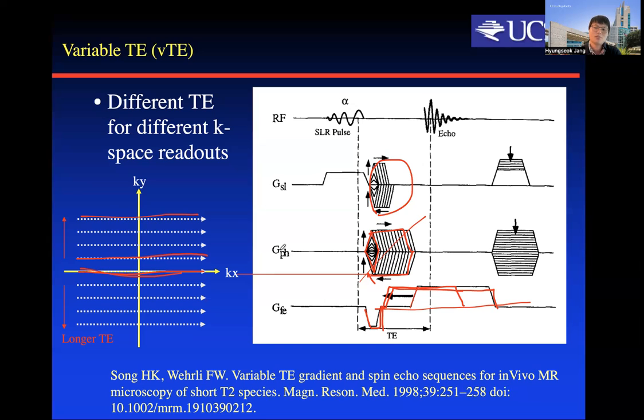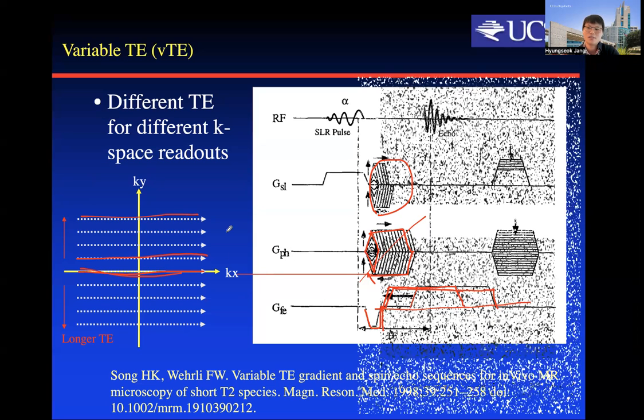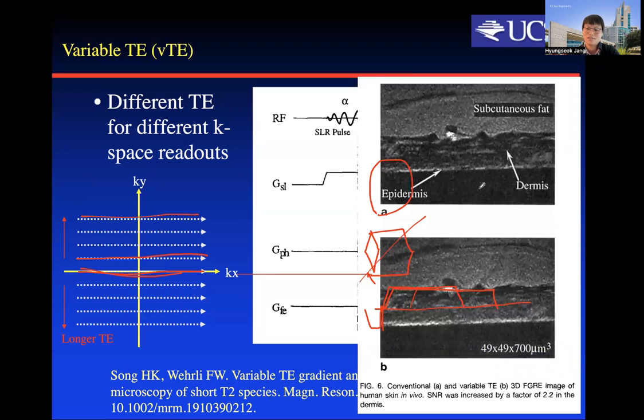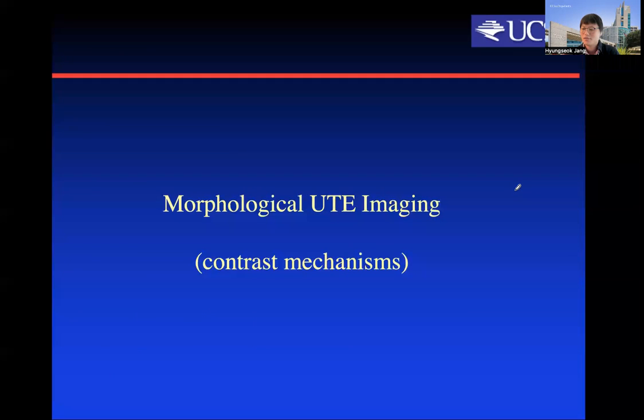So yeah, this one also is not very widely used recently, but this is a very interesting technique, so I included it. And then after using this variable TE, you can see more signal in the short T2 region here, right? Okay, so I went over these basic techniques and technical details, and then let me just quickly go over the morphological UTE imaging techniques.